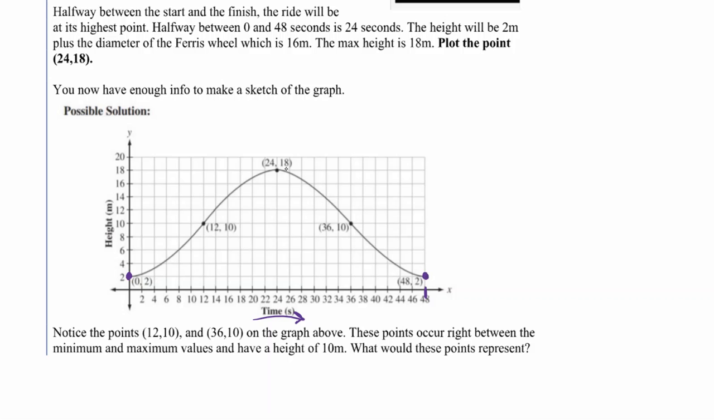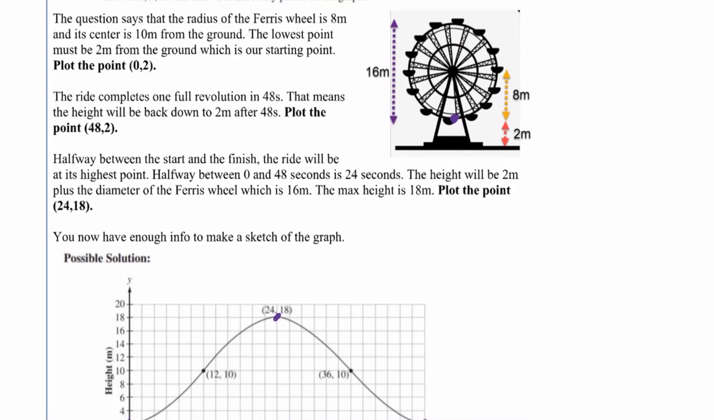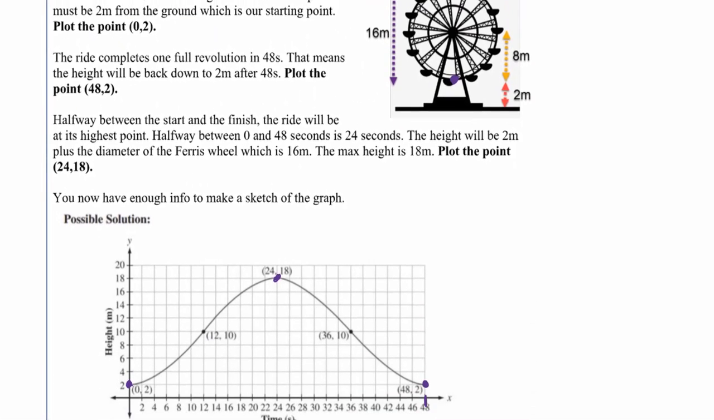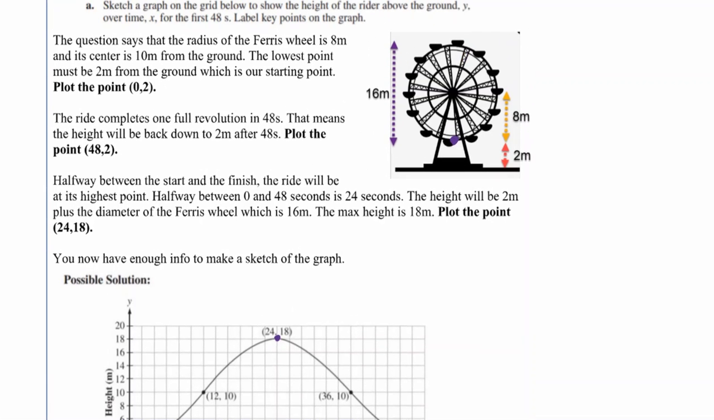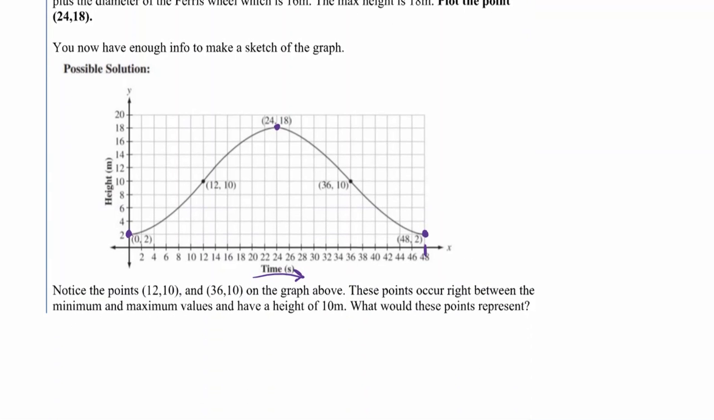Now the next one that would be useful would be the peak, right? So we know this thing's going to start here, it's going to go up, and then it's going to go back down again. If that's the case, then right in the middle between 0 and 48 would be 24. So that's got to be at time 24 that this thing is at its max height of 18, right? And we know it's at 18 because if it was 2 meters from the bottom and the whole thing had a diameter of 16, then it's going to be 18 up at the top. So that's going to be my max height there.